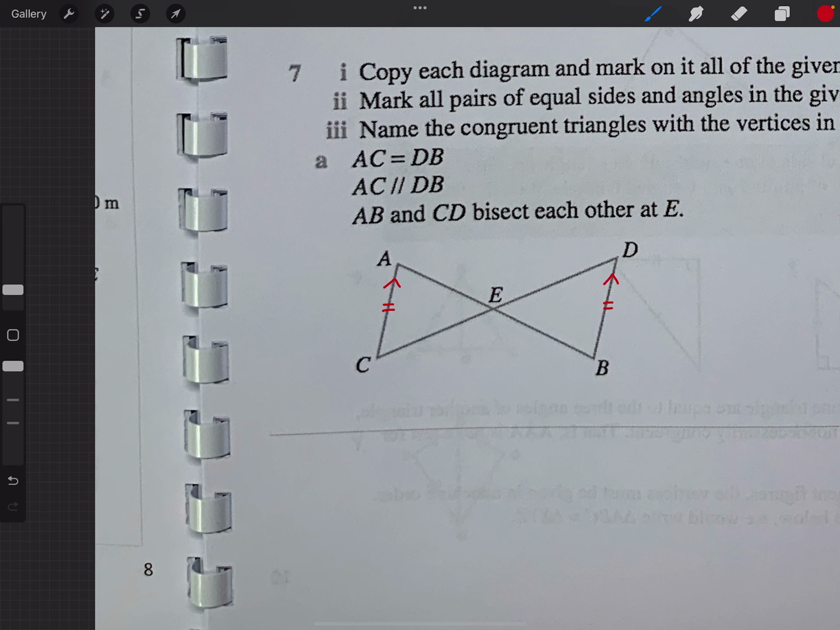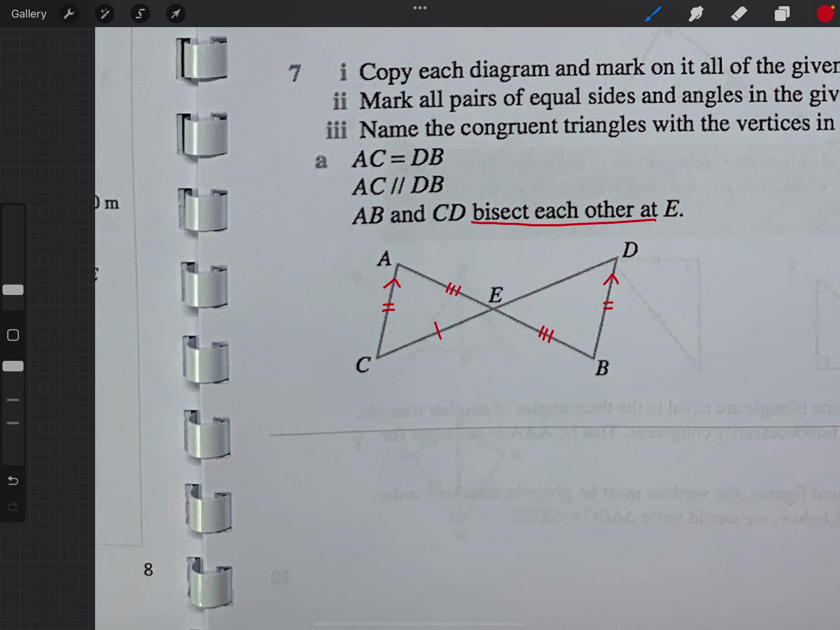AB and CD bisect each other. That means this length is equal to this length. Bisect means cut each other in half. So this line cuts this line in half, and vice versa.